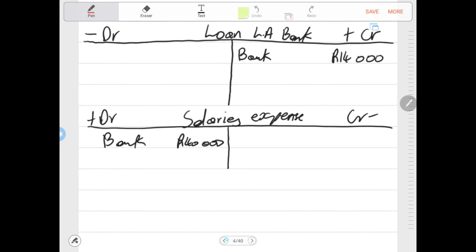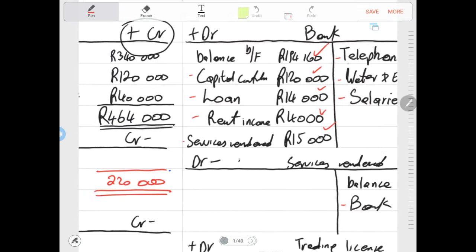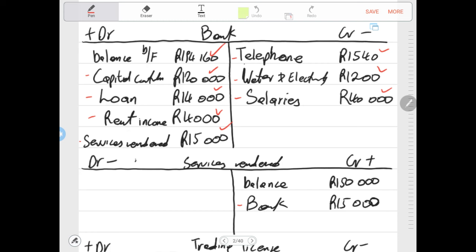Again, go back to your ledger account. We have done equipment. Next page is the bank. Now, bank, we have amounts on the debit side and amounts on the credit side. Let us find a balance and see which side is bigger.